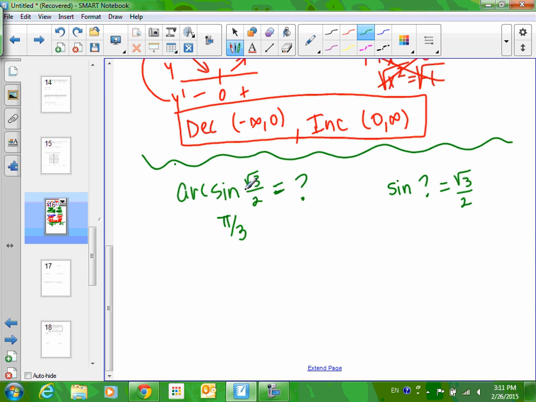All right, how would this change, though, do you think, if this was arc sine of negative root 3 over 2? In other words, how would that change my answer? Don't think too hard on this. First instinct is probably right. It would just be negative pi over 3. We could write it as 5 pi over 3, but it's better to just write it as negative pi over 3 because of the whole restricted range thing.